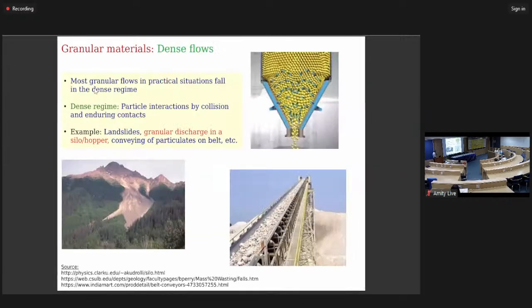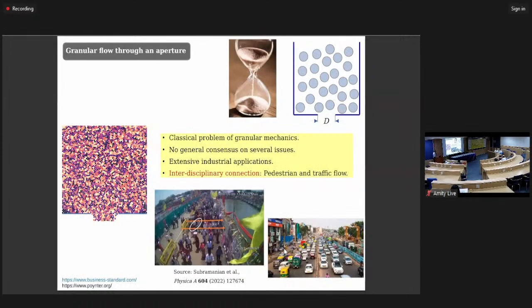Most granular flows in practical situations fall in the dense regime. What is the dense regime? Here, particle interactions are by collision and enduring contact. When they are flowing, they are in continuous contact. Some examples are landslides, granular discharge in a silo hopper like this arrangement, and particles conveyed on a belt. The focus of the talk today is granular flow through an aperture.